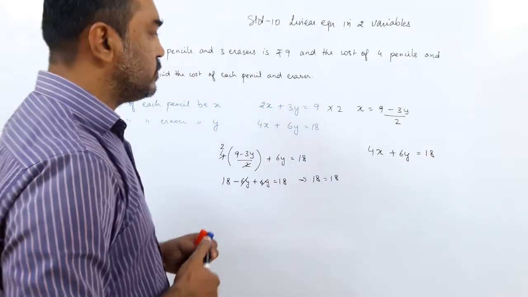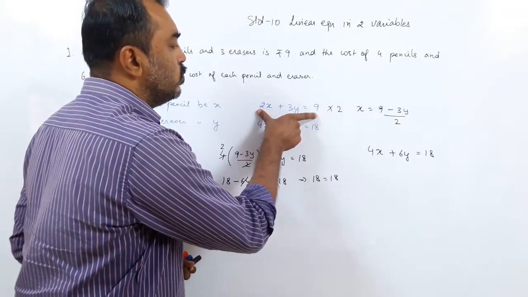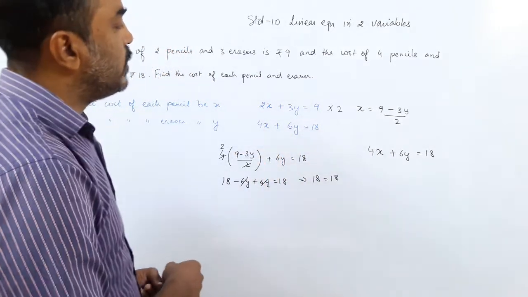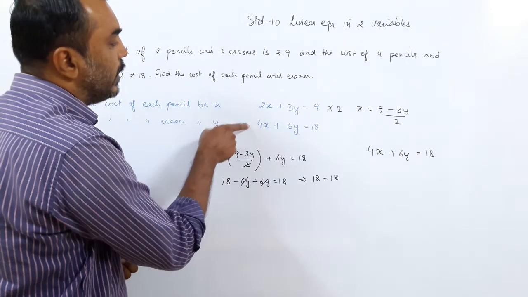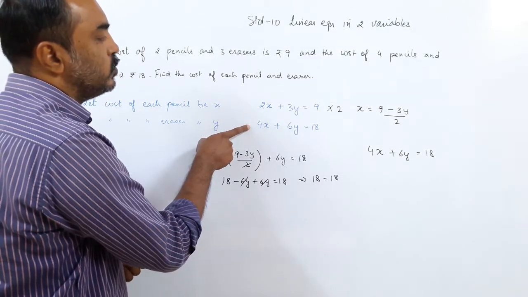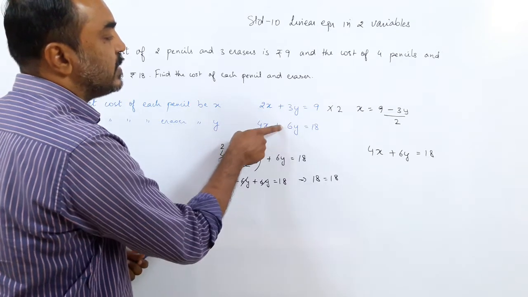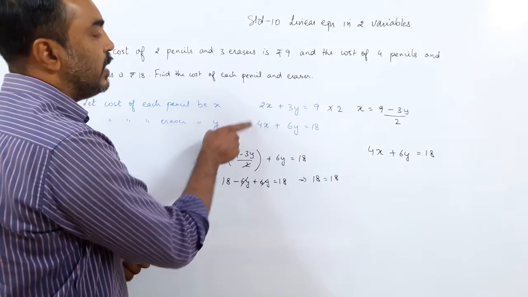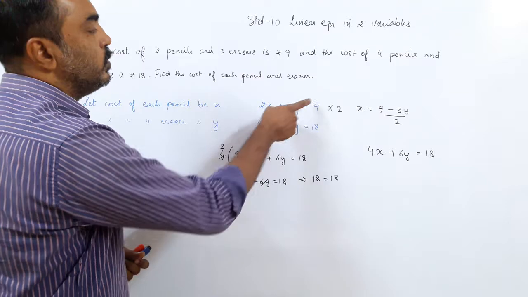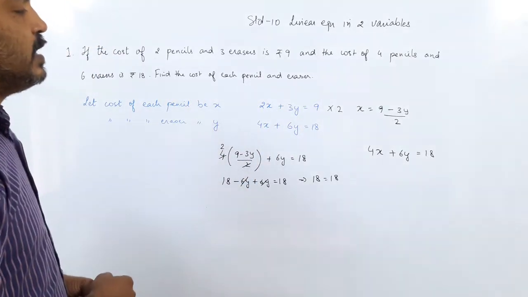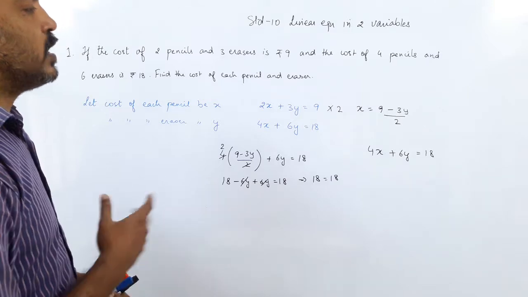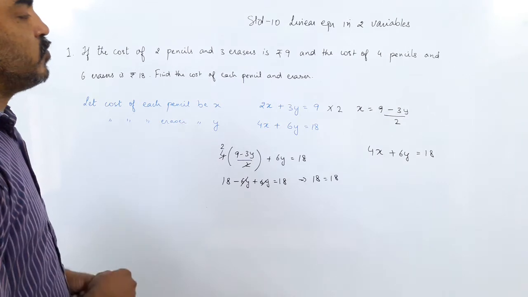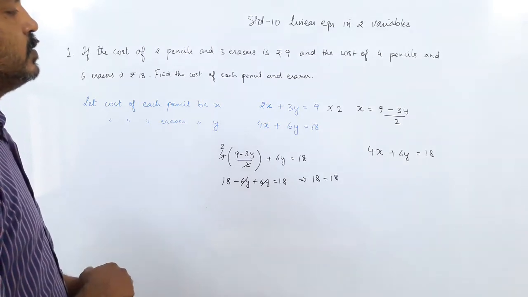So what did you see here? When I multiply this equation by 2, this equation has become the same as this equation. So if you now see this, what is a1 upon a2? 2 upon 4, that is 1 upon 2. b1 upon b2 is 3 upon 6, that is 1 upon 2. c1 upon c2 is 9 upon 18, that is 1 upon 2. Here a1 upon a2 equal to b1 upon b2 equal to c1 upon c2 means the lines coincide and all the points are possible solutions. Means you can take any value of x and you will get the corresponding value of y. All of them are valid.